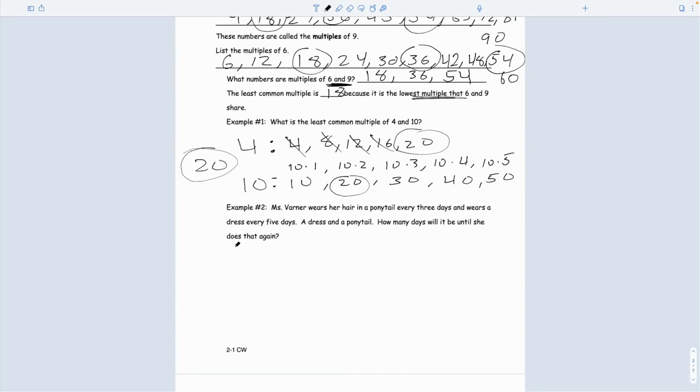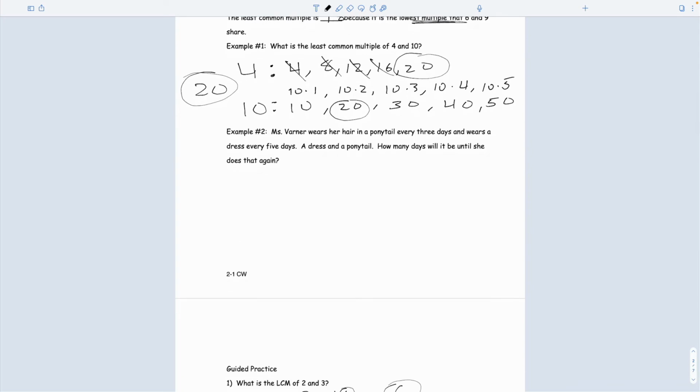Example 2. Miss Varner wears her hair in a ponytail every 3 days and wears a dress every 5 days. A dress in a ponytail. How many days will it be until she does that for the first time again? So we're going to set this up, and this is a word problem. It's a little bit trickier. Circle your numbers. We want the LCM of 3 and 5. That's it. Let's start skip counting with 3.